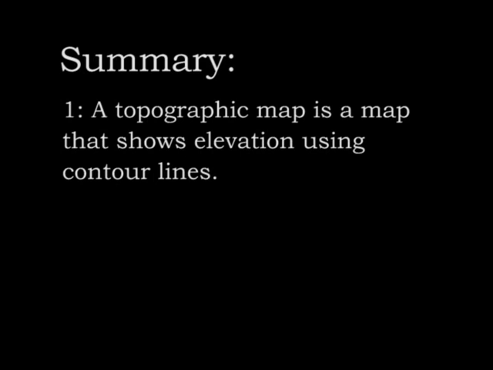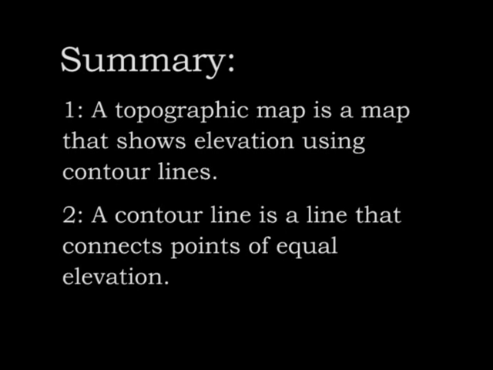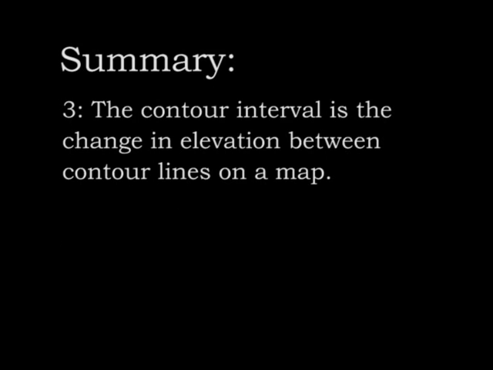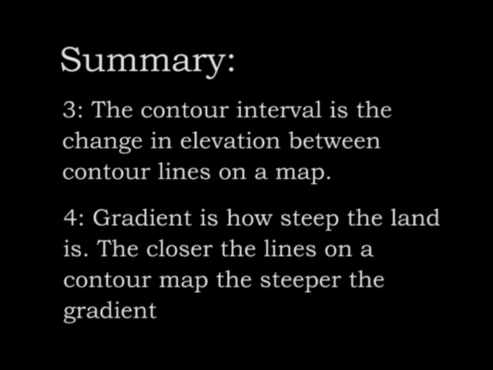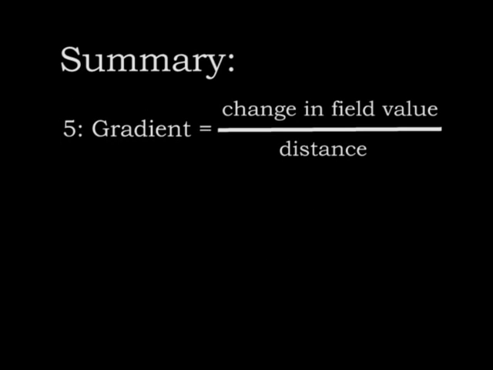Let's review what we've learned. A topographic map is a map that shows elevation using contour lines. A contour line is a line that connects points of equal elevation. The contour interval is a change in elevation between contour lines on a map. Gradient is how steep the land is. The closer the lines on a contour map, the steeper the gradient. Gradient equals change in field value over distance.